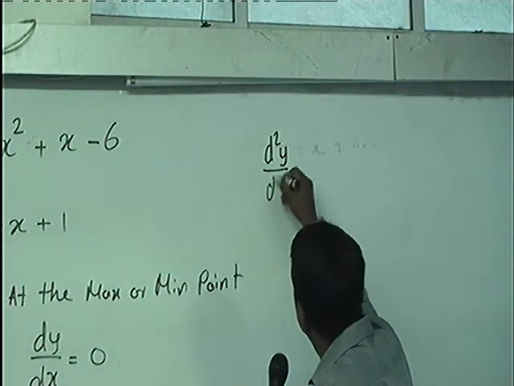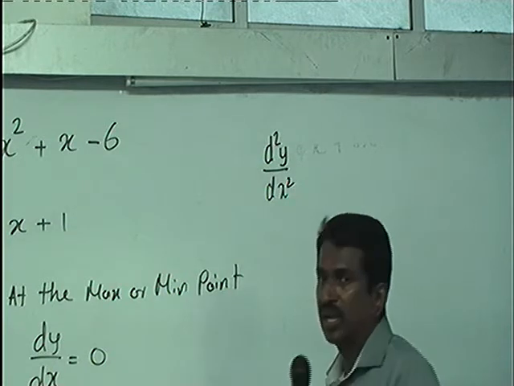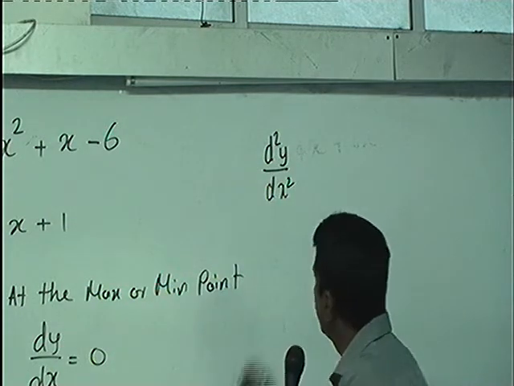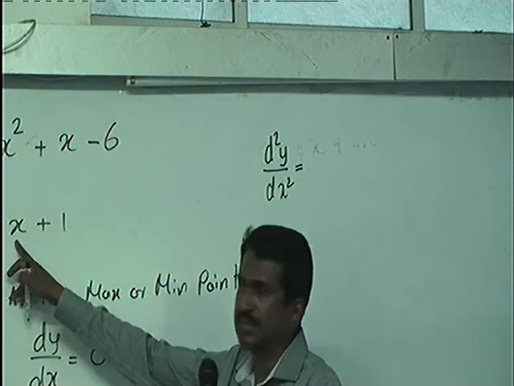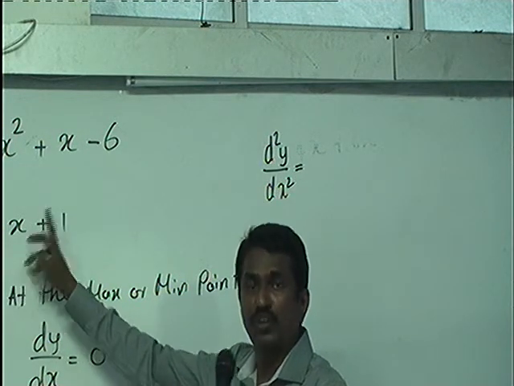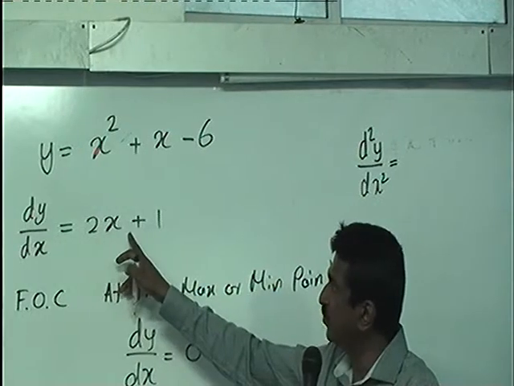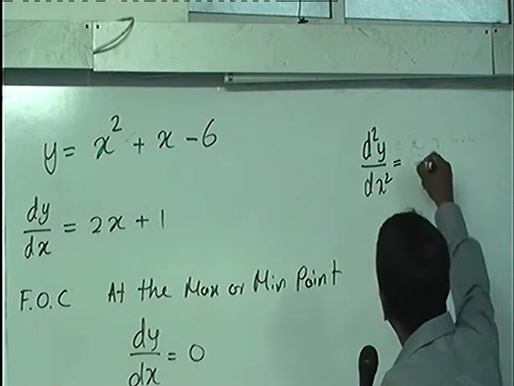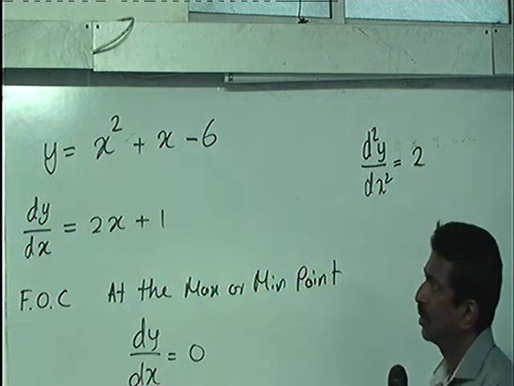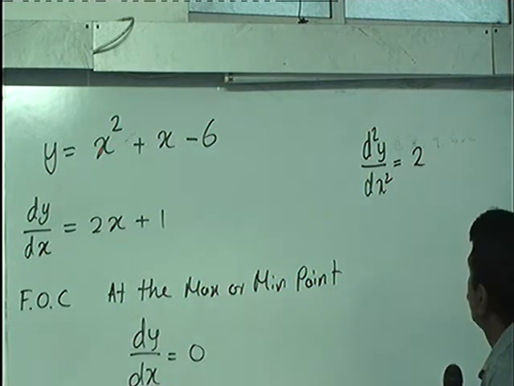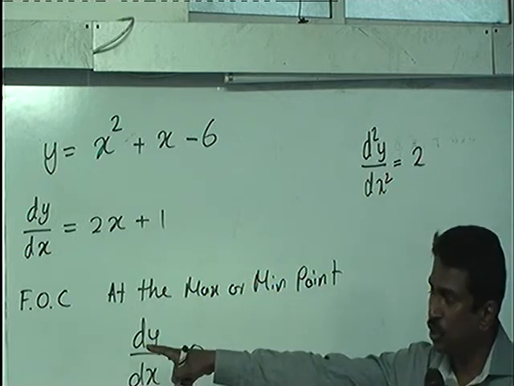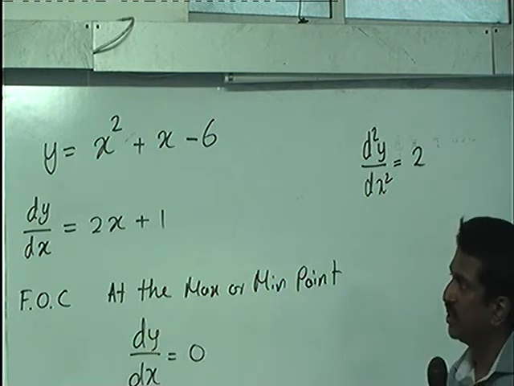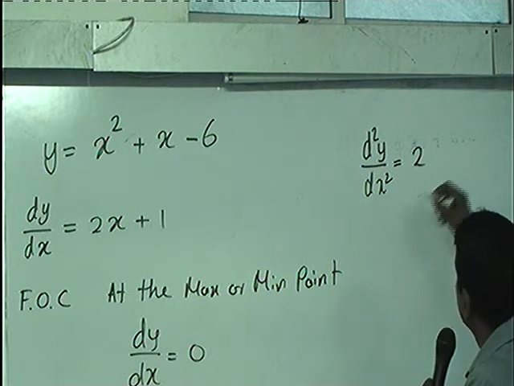d2y by dx2. Now this is equal, look, dy by dx equals 2x plus 1. When you differentiate 2x plus 1 again, the answer is plus 2. x becomes 1, so plus 2. Plus 2 is greater than 0. Look at that one. d2y by dx2 is greater than 0, then the minimum point.